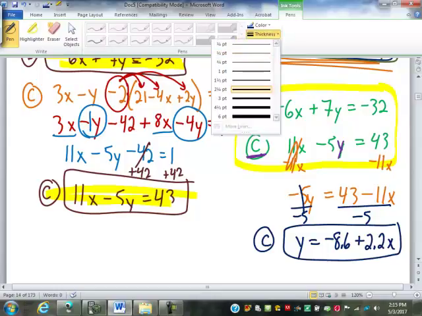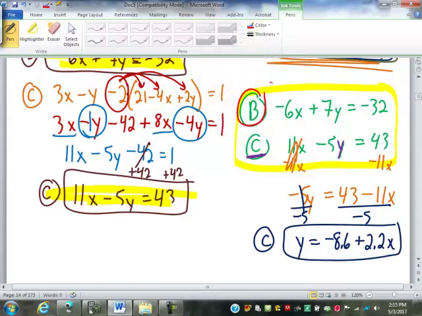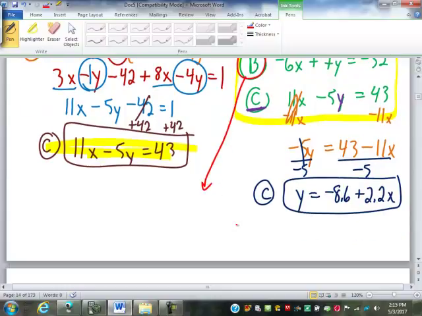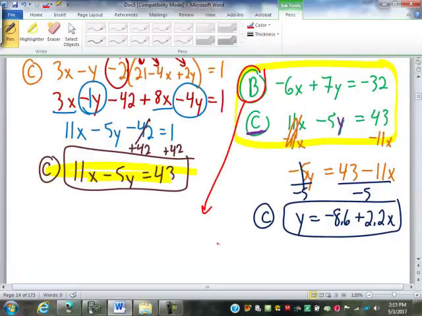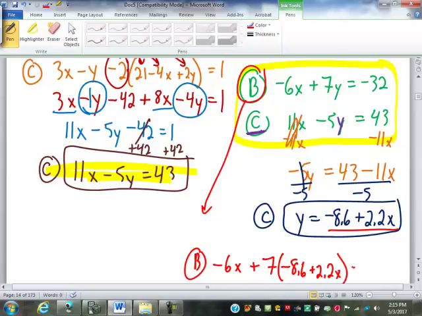So I have to go back and use that in equation B. So equation B, negative 6x. I need more room here, I think. We've got negative 6x plus 7. I'm going to replace y with the negative 8.6 plus 2.2x. That's going to equal a negative 32.